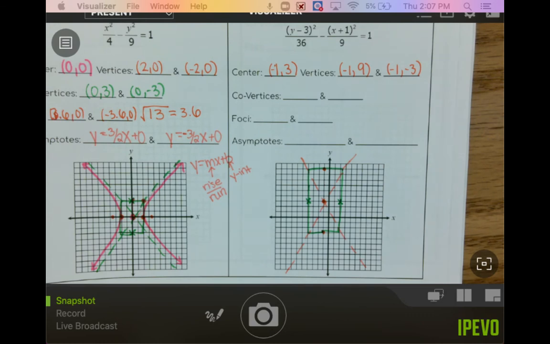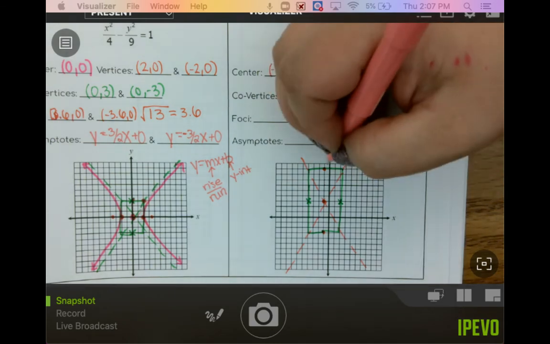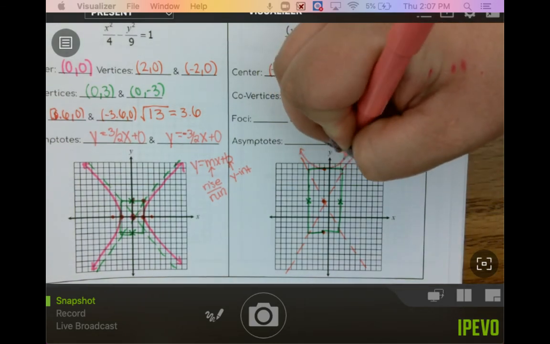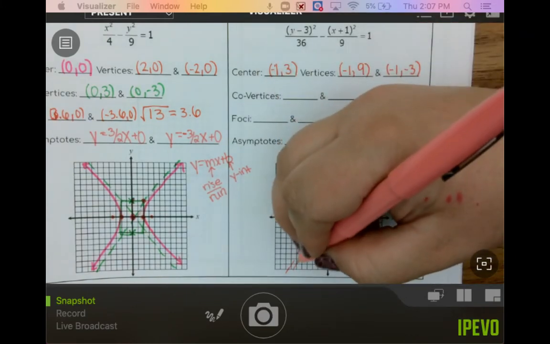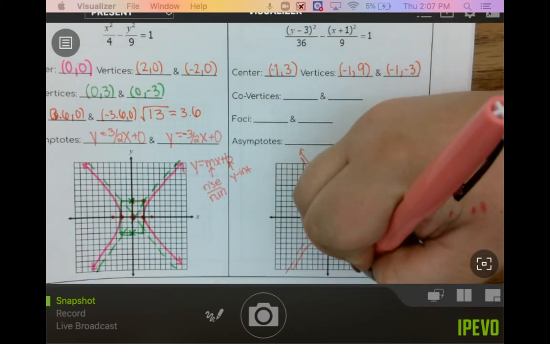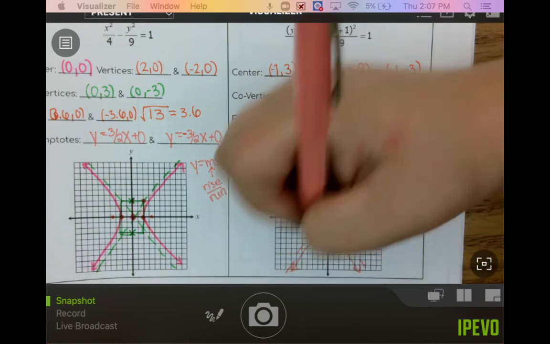And then we're drawing the curve through these two. Not the other two, because those were the second ones.